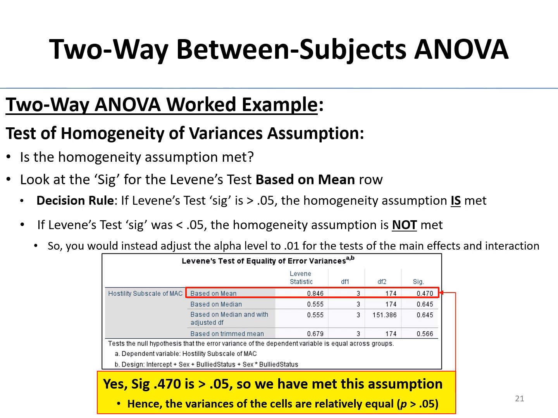So getting back to the question at hand, is the homogeneity assumption met? It's essentially saying, is SIG for Levene based on mean row greater than 0.05? And indeed, it is. 0.47 is greater than 0.05. So all the variances are basically the same, or close enough.